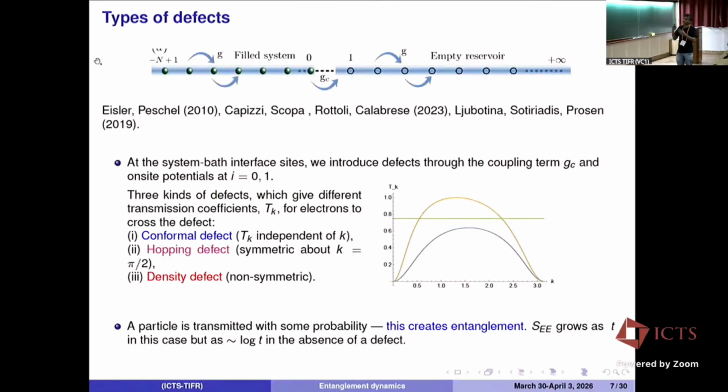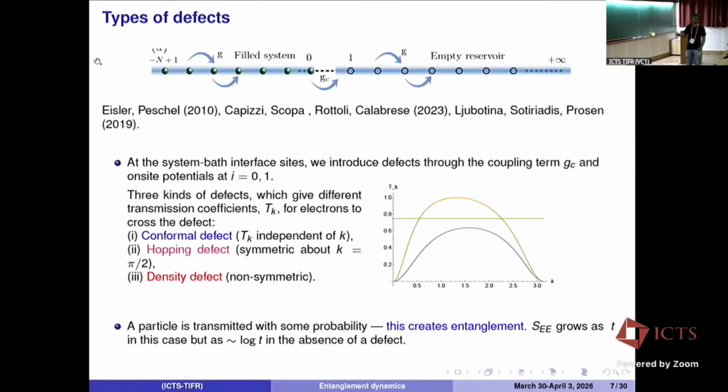Okay, so one particular choice, you can put these couplings in some special way, such that if you look at the transmission coefficient of electrons going from left to right, let's say, which I call Tk, then it becomes completely independent of the wave number. So all wave numbers transmit with the same transmission coefficient. This is called a conformal defect, and I'll mostly present results for this case.